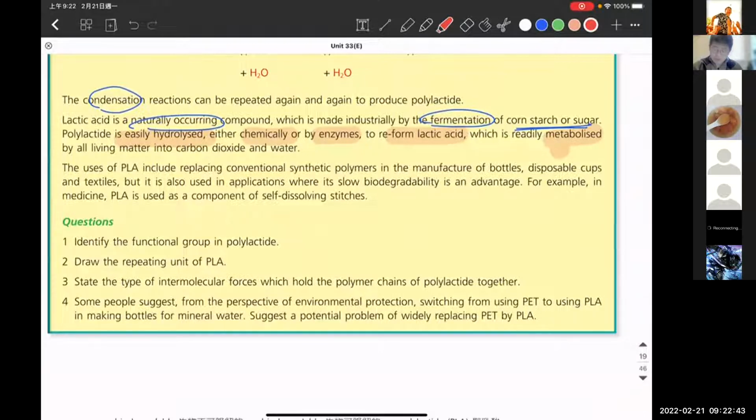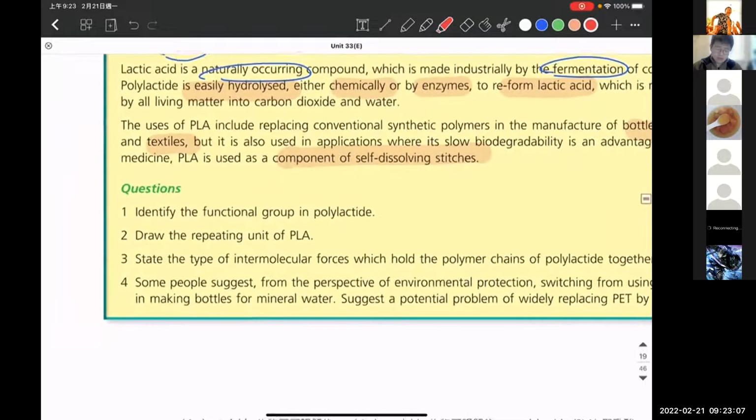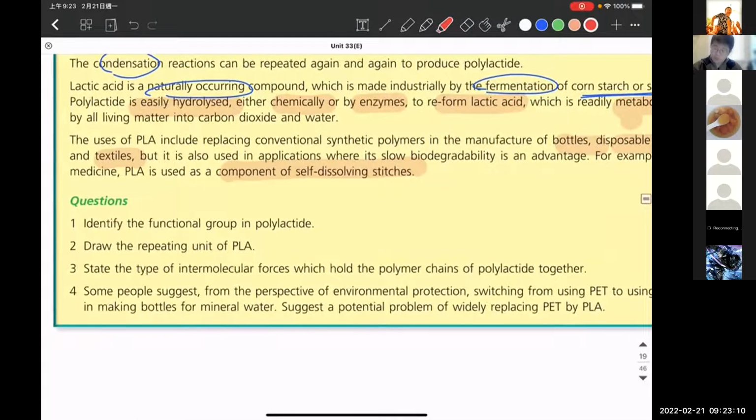So the uses of PLA, besides using a 3D printer to make a model, you may also use it to replace some bottles, disposable cups, textiles. Okay, and also as a component of self-dissolving stitches in medicine. So we now identify the functional group of polylactide. As said before, ester group.